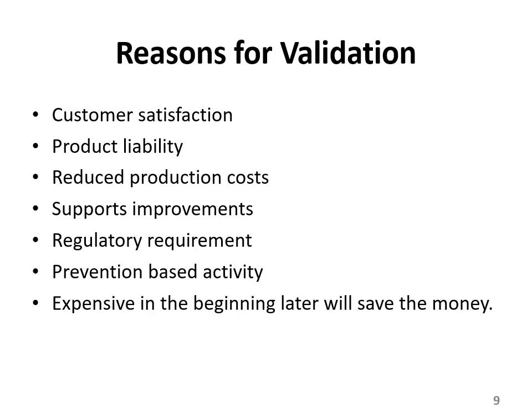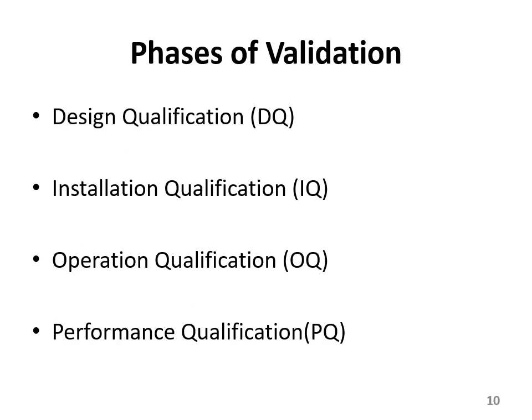Phases of validation. We have four phases of validation, and you can say these are the steps for the validation. The first one is design qualification, the second one is installation qualification. Design qualification is at times called DQ, installation qualification is at times called IQ, operational or operation qualification OQ, performance qualification PQ.